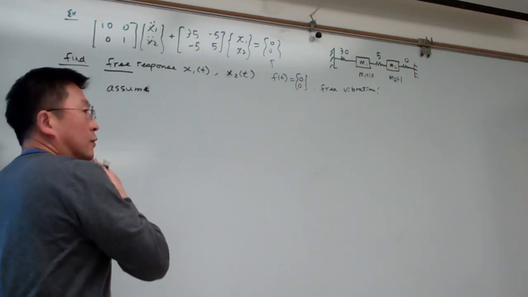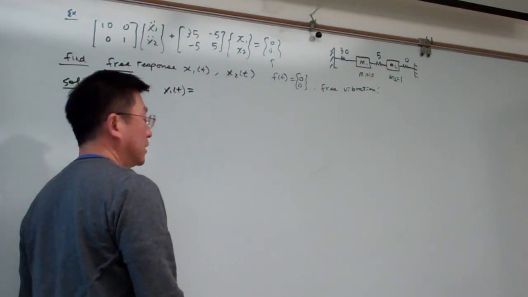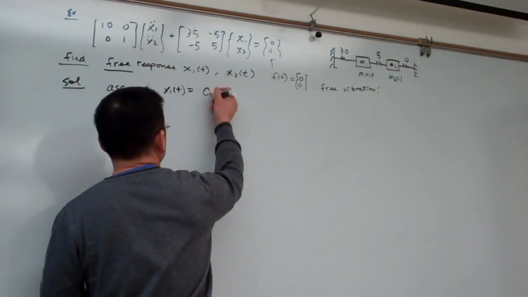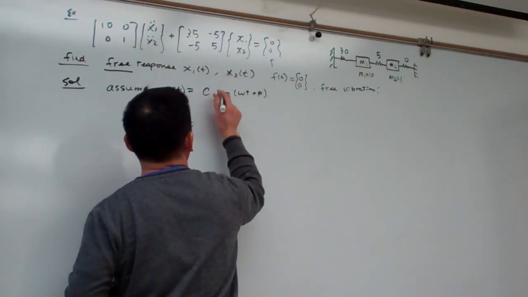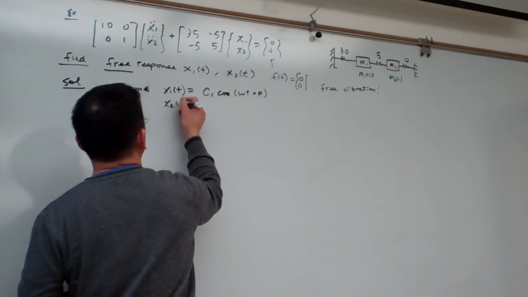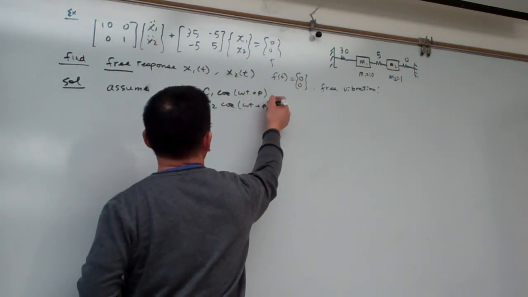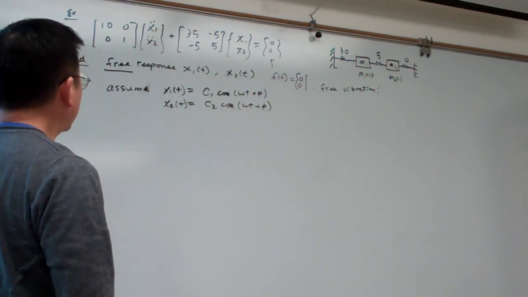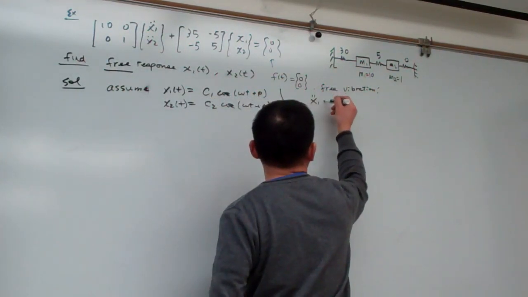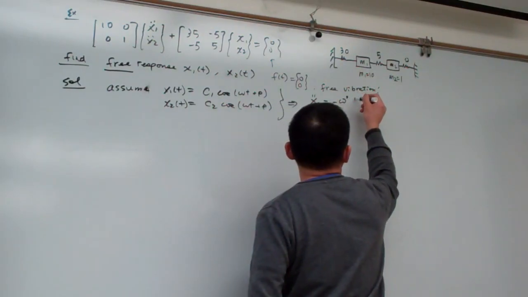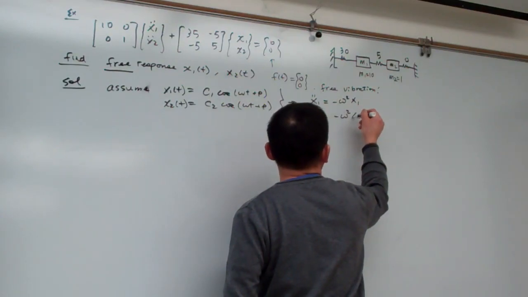But here, we assume the solutions x1(t) is a harmonic excitation, and using our notation it is C1 cosine(omega t plus phi), and x2 equals C2 cosine(omega t plus phi). With this, we can calculate x1 double dot equal to minus omega square x1, and x2 double dot equal to minus omega square x2.